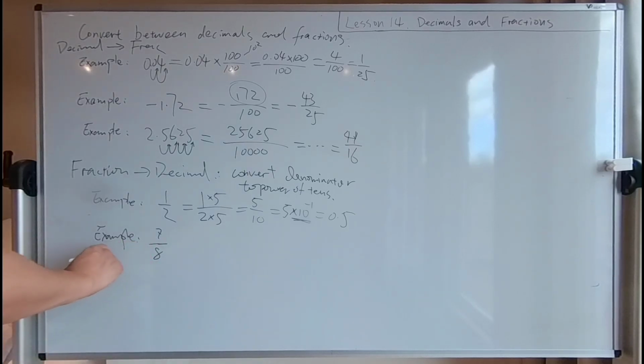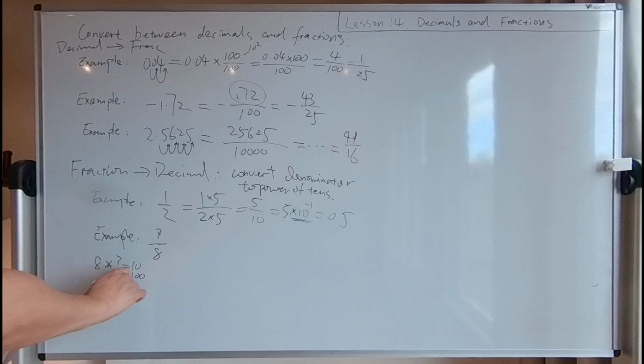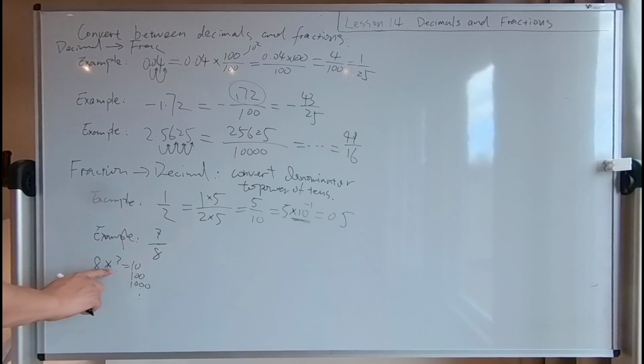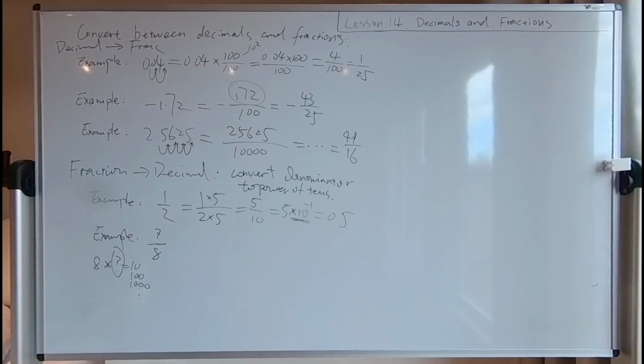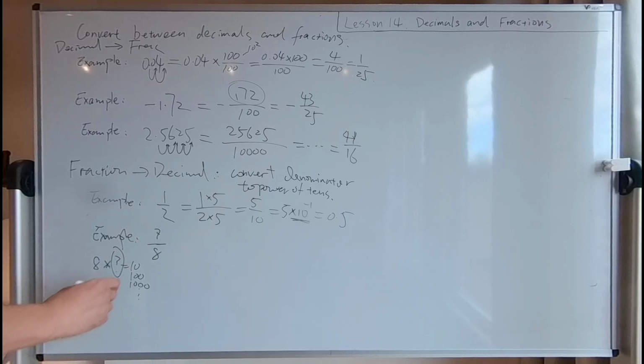Right, so basically I need to know 8 times something should equal 10 or 100 or 1000 or any of these combinations. So obviously this must be an integer, and there's no way that 8 times an integer equals 10, because 10 divided by 8 will not give you an integer outcome. So 8 is not divisible. 8 is also not divisible into 100, but 8 is actually divisible into 1000.